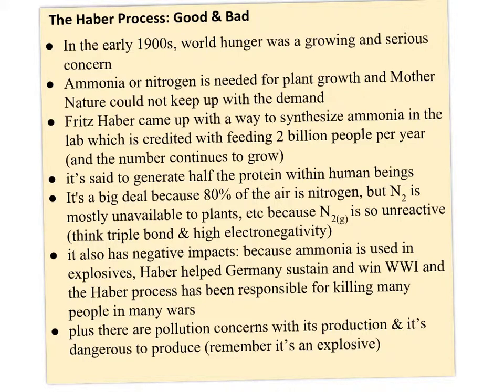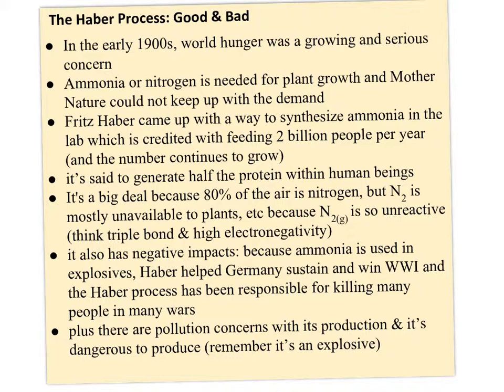So in the early 1900s, world hunger was a growing and serious concern because ammonia and nitrogen are needed for plant growth, and Mother Nature cannot keep up with the demand. What I mean by that is that soil was becoming depleted because crops were being planted and not rotated to put back the nutrients they needed to. And at that time, we didn't have fertilizers like we currently use.